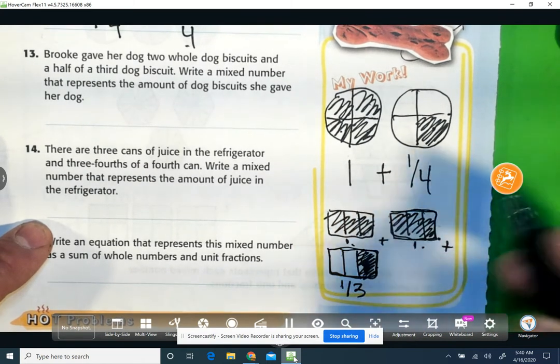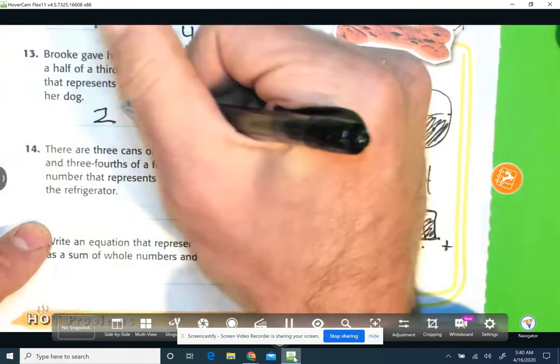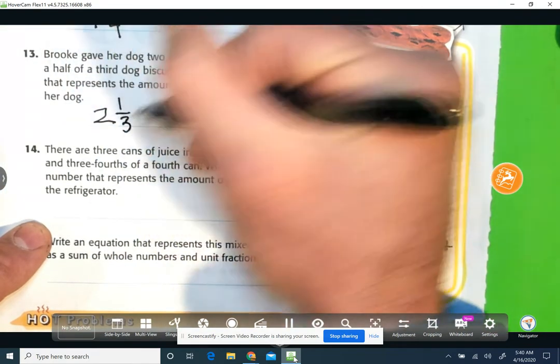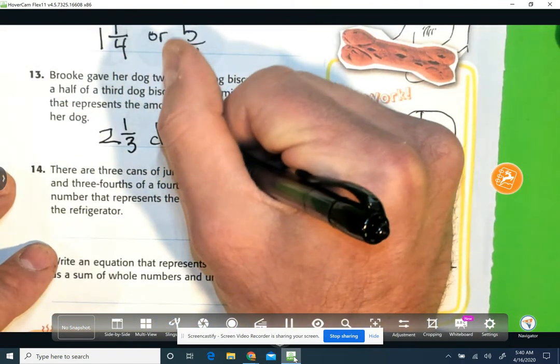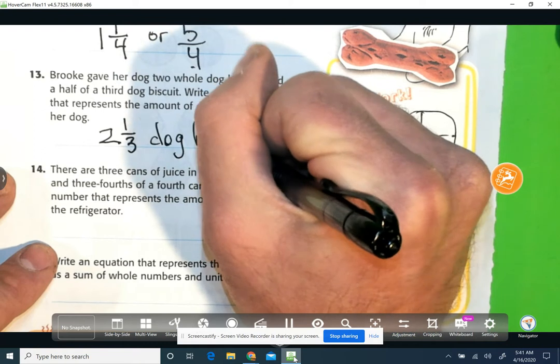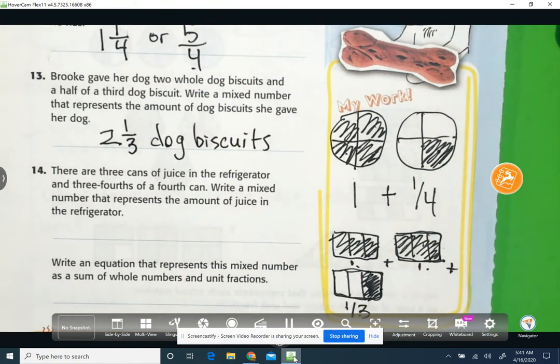1 plus 1 is 2, plus your 1/3 is 2 1/3 dog biscuits. Biscuits. Yeah. Alrighty.